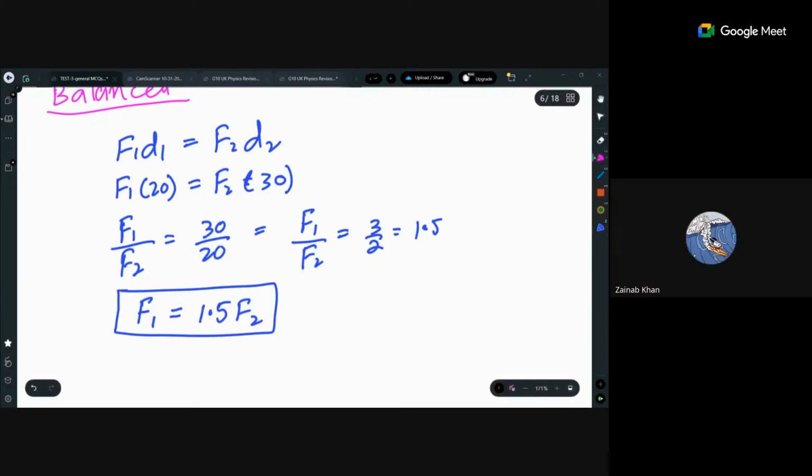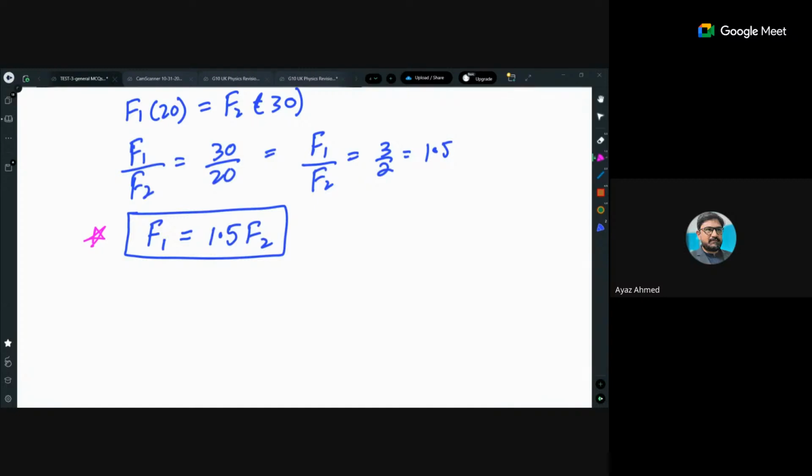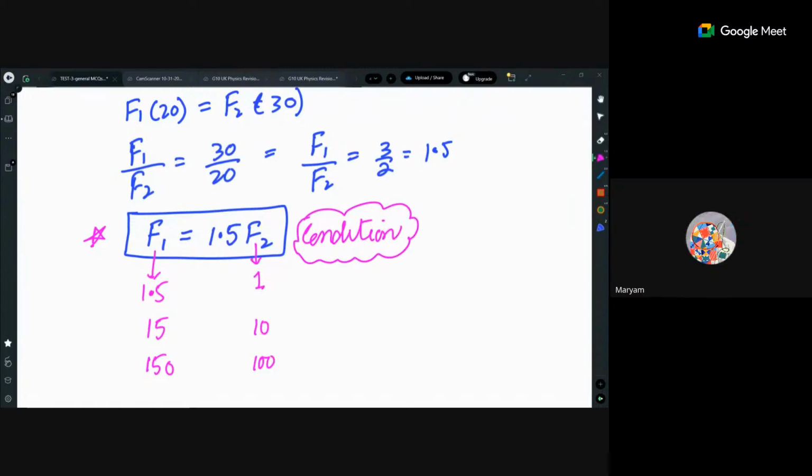Yes, sir. So in exam, this is mandatory to know. Now, after this, it is your choice that if you put this number as 1, then this number will become 1.5. If you put this number as 10, it would become 15. If you put this at 100, it would become 150. It's your choice, but the condition must be this. This is the condition. It would not change. Are you getting my point? Everyone?